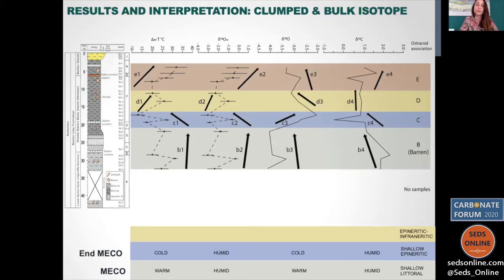Then in the epineritic to infraneritic environment, we recorded a change in the trend. So we are again moving toward warmer temperature. And we still have a freshwater input, but the trend is changing in this case, as well as for the delta C13. So we are in a warm, but still humid temperature event. And this was the recovery after the MECO.